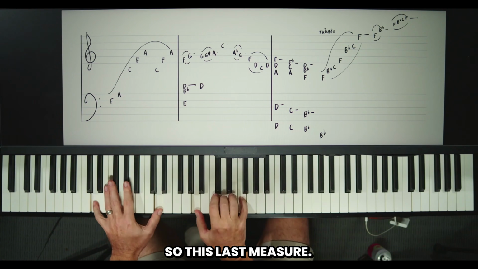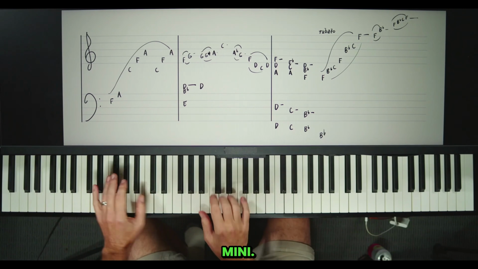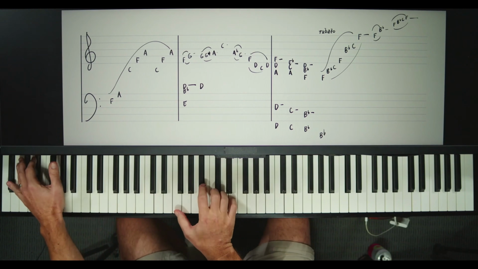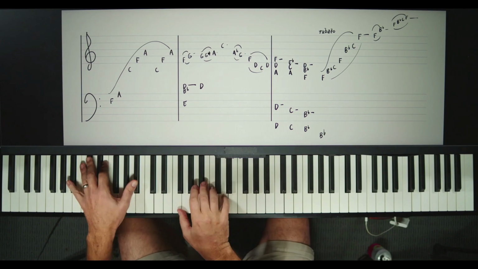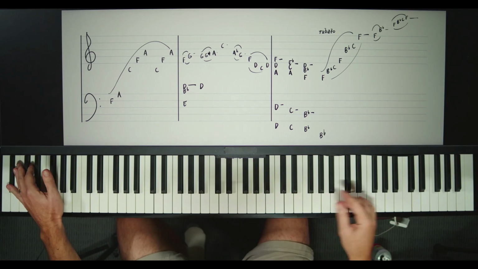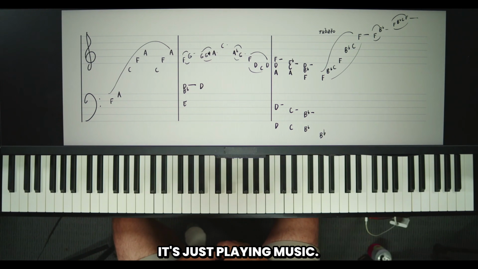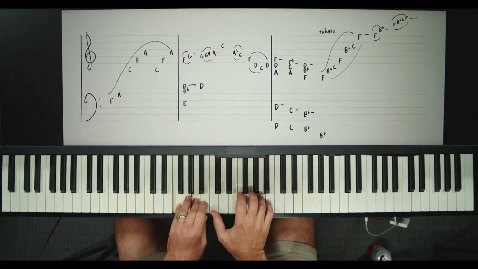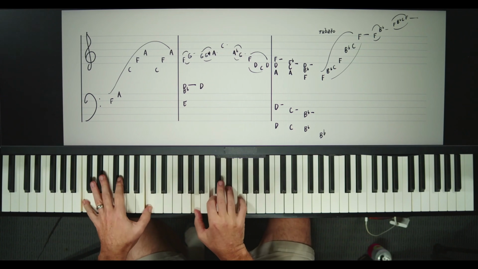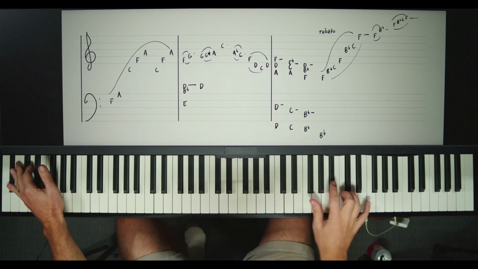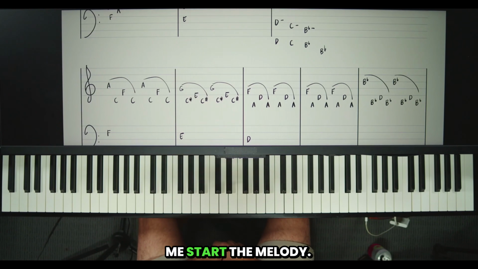So this last measure, 1, 2, 3. I did too many. 1, 2, 3. I still did it wrong. 2, 3. And if you do it a little differently, who cares, right? It's just playing music. So the whole intro. Okay. Rubato. And then we start the melody.